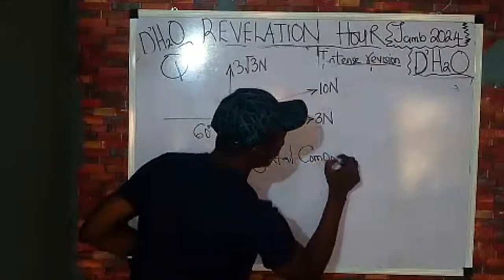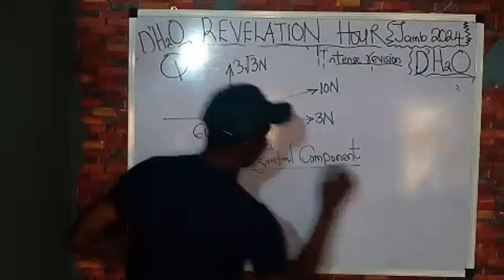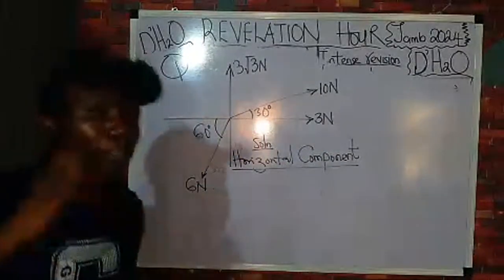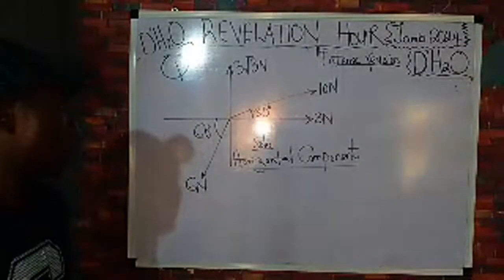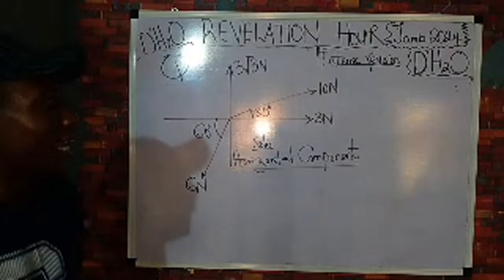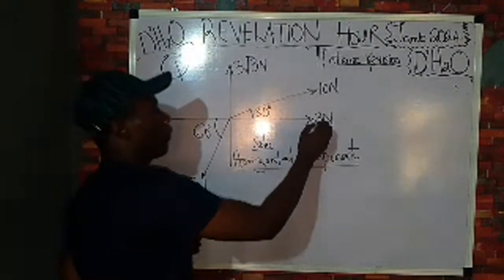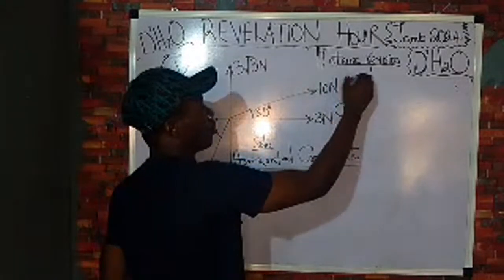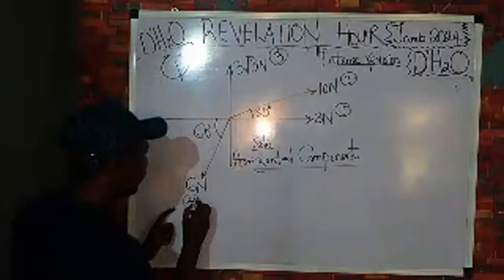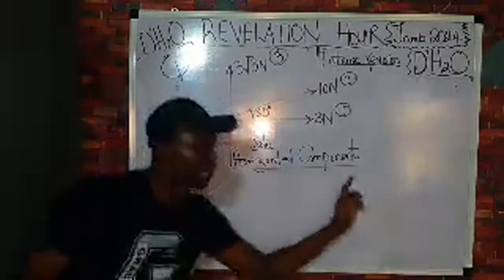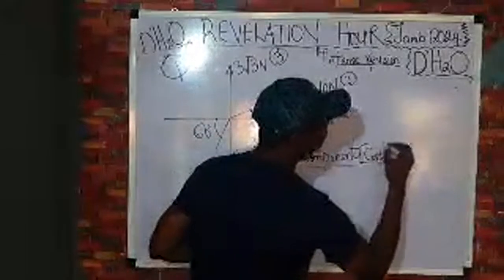Horizontal component. See am, na im be this. We go sum am together. Remember, say horizontal component na cos theta we dey use. And because we are using cos theta, let us take it one after the other. Let's number the forces now. This is force number 1, force number 2, force number 3, and force number 4. You fit get horizontal component, and wetin you go use na cos theta. Yes or yes? Yes.